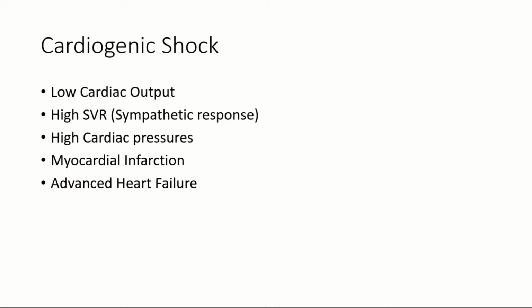Now let's learn about the cardiogenic shock. In the cardiogenic shock, the heart ventricles cannot pump enough blood out from the heart. So the cardiac output is going to be low, okay? And we know that blood pressure is equal to the product of cardiac output and systemic vascular resistance.